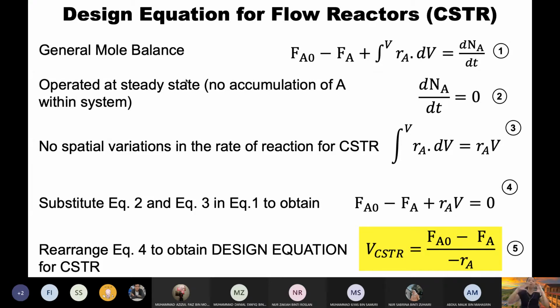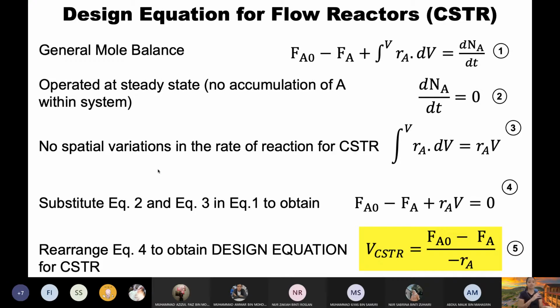Because there's no accumulation due to the inflow and outflow, the rate of accumulation, dNA/dt, becomes zero. Whereas batch has accumulation because batch is a closed system, it will accumulate. Flow reactor does not, because it has inflow and outflow and is an open system, hence the rate of accumulation becomes zero. dNA/dt is zero.